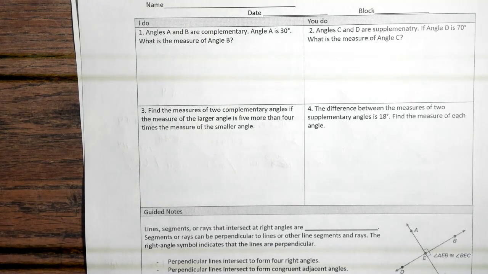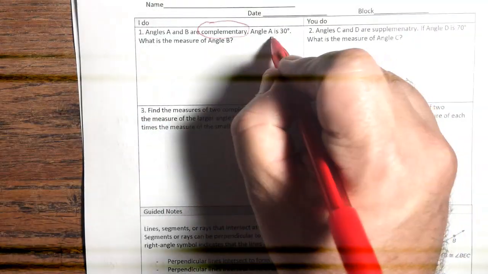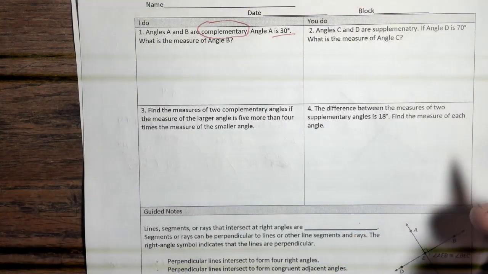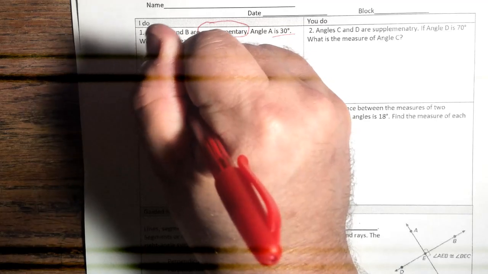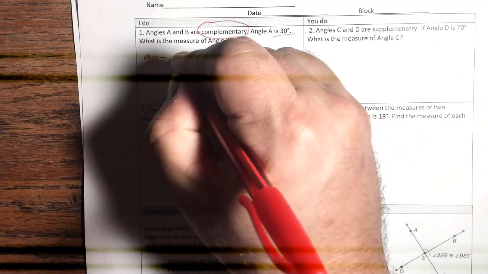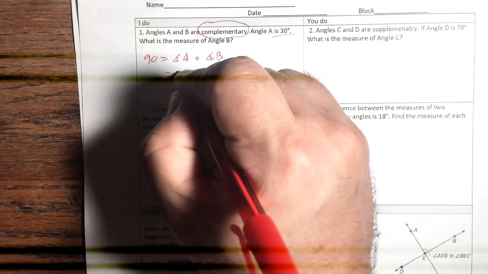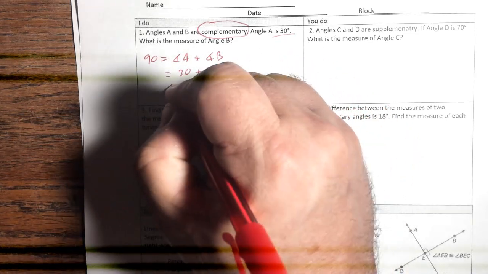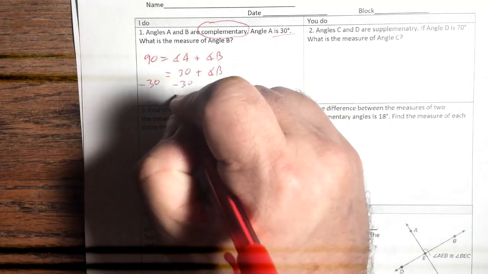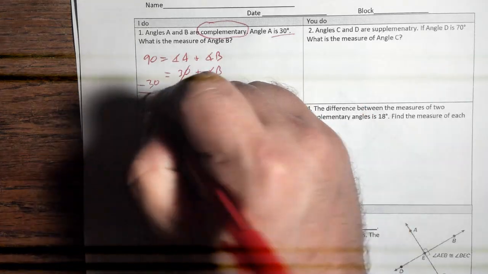Number 1, top left. Angle A and angle B are complementary. One of those two words, complementary. Angle A is 30 degrees. What's the measure of angle B? Well, recall from the previous page, complementary, that means they're going to equal 90. So if angle A plus angle B equal 90, and we know that angle A is 30, all we have to do is subtract 30, and angle B is 60 degrees.